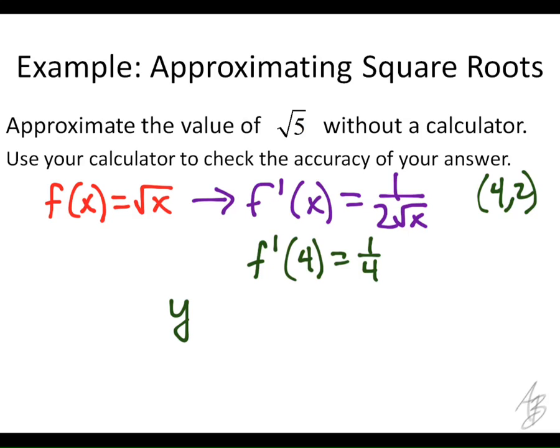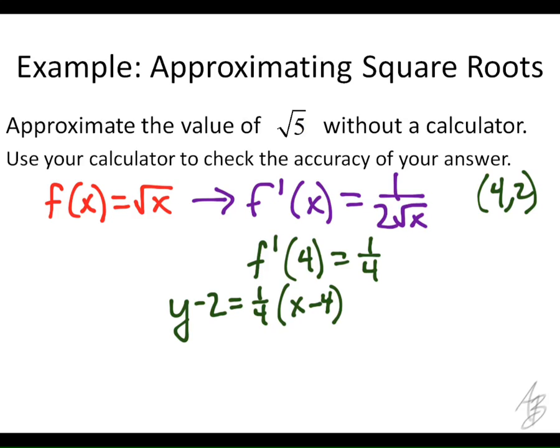y minus 2 equals 1/4 x minus 4. Now, you guys probably notice here that if I just added 2 to both sides of this equation, then it's the linearization formula. If it was y equals 2 plus 1/4 times x minus 1, that's the linearization formula for the square root function at 4. What? x minus 4. I don't know why it's 1, because that's what I wrote.